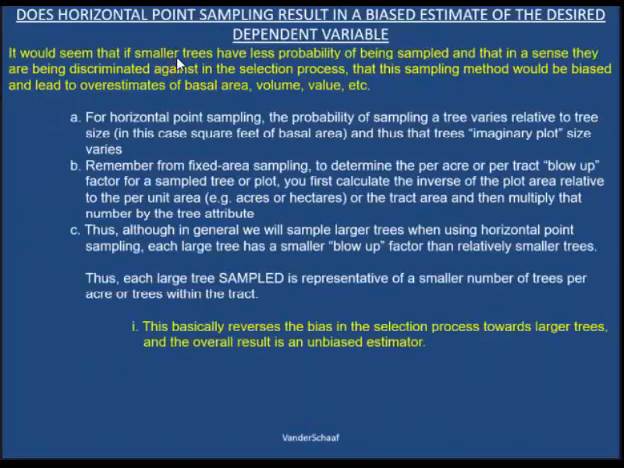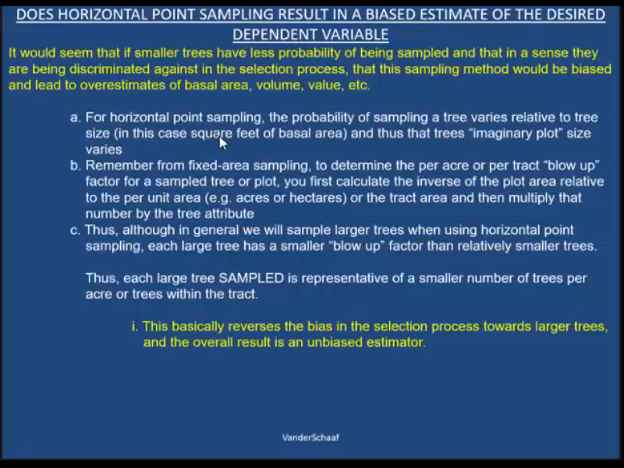It would seem that if smaller trees have less probability of being sampled, that in a sense they are being discriminated against in the selection process, that this sampling method would be biased and lead to overestimates of basal area, volume, value, etc., like I just stated. So we're going to look a little bit deeper into that.